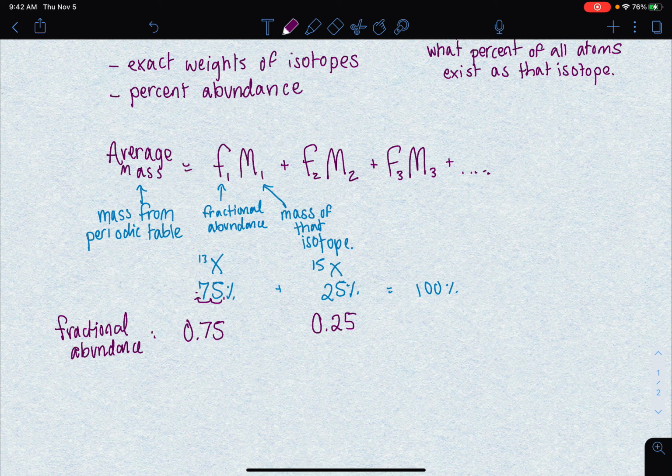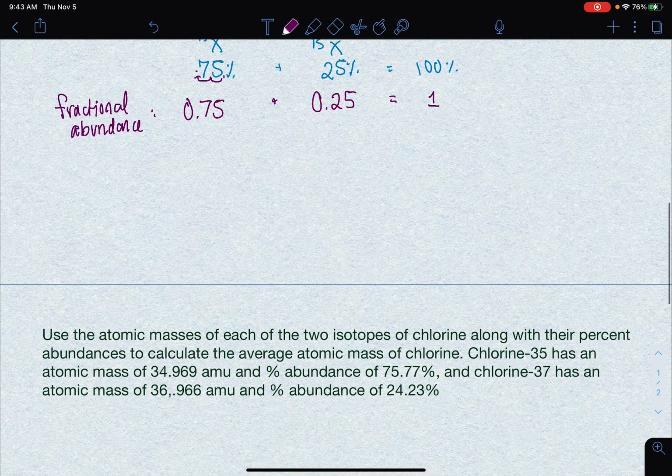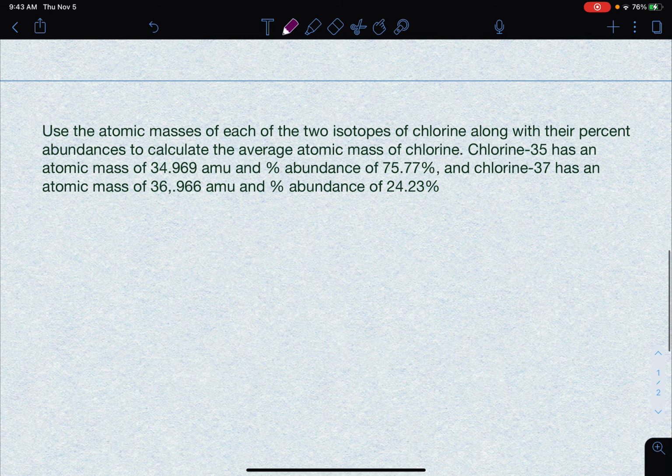And that tells you what 75% is. So the fractional abundance is what actually goes into the equation. The percent abundance is usually what's given to you because those numbers are just a little bit nicer to look at. And of course, the fractional abundances are always going to add to 1. So that's kind of nice too. All right, so let's go ahead and do a practice problem so that you can see how this is done. So I already have one ready.